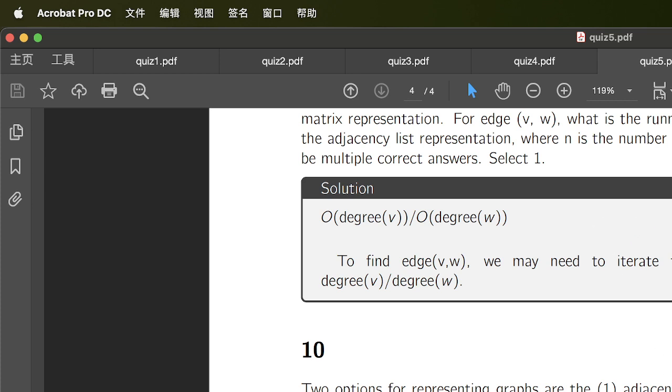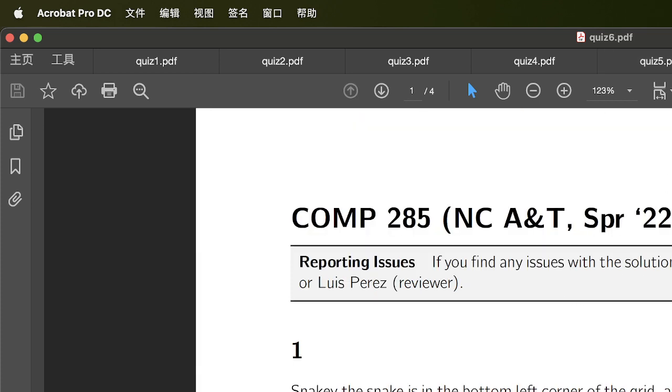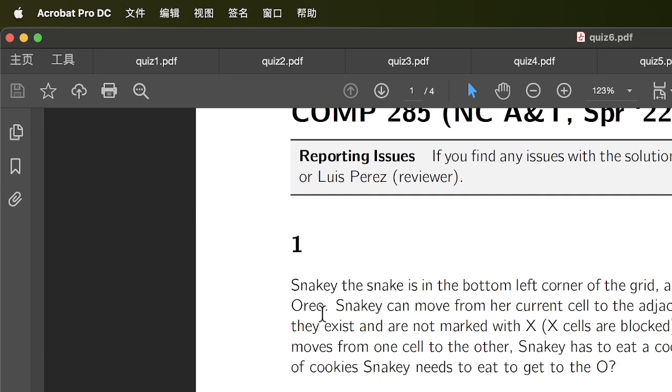Okay, so let's see the last quiz. Quiz 6. The first one, Snaky the snake is in the bottom left corner here of the grid, and it's trying to reach O's here, the Oriole.